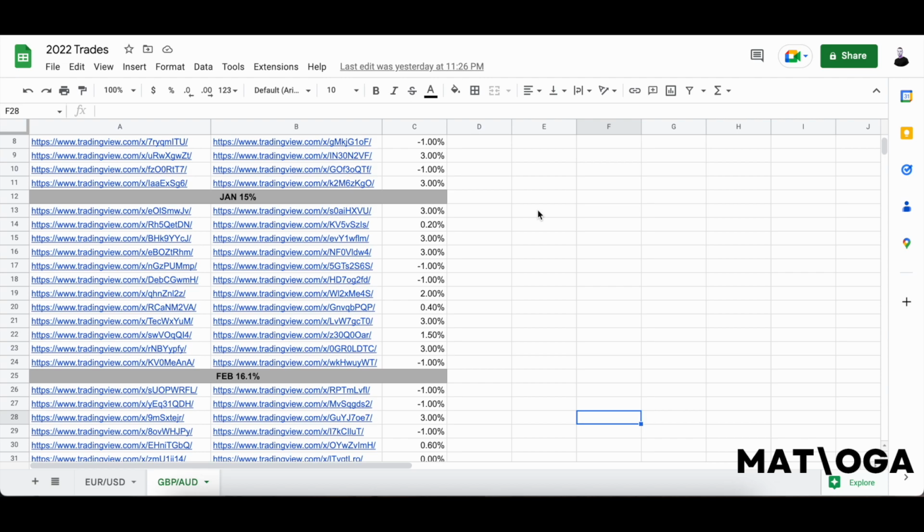In this one, we will take a look at the GBP AUD 2022, the month of February. February itself generated 16.1%. It was a very good month. Looking at the historical data.